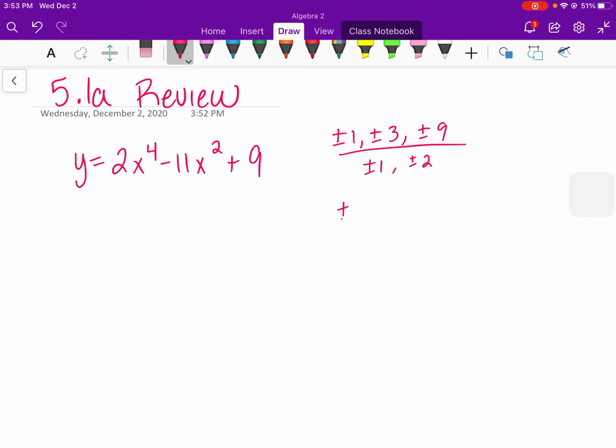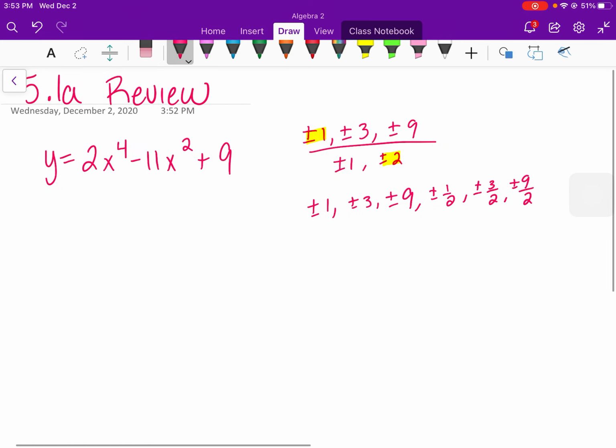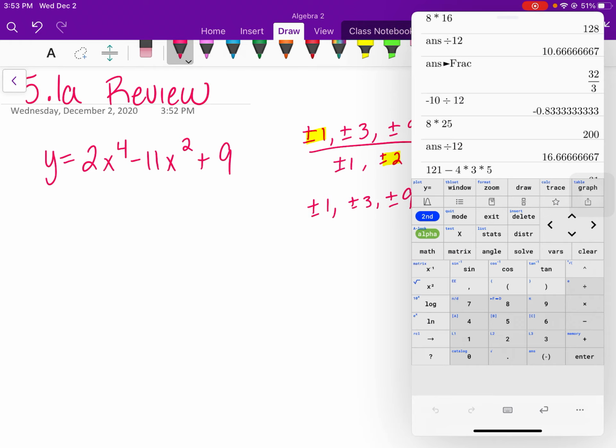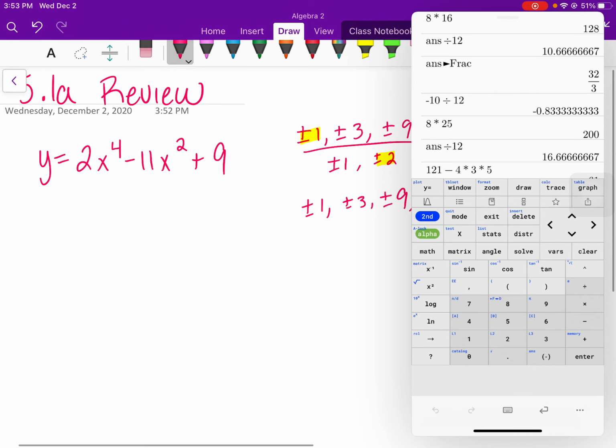So my possible solutions would be 1, 3, 9, or 1/2 if you divide the 1 by the 2. So a possible solution would be 1/2, or 3/2, 3 divided by the 2, or 9/2. And then to narrow down the list of possible solutions, we're going to plug this into our graphing calculator.